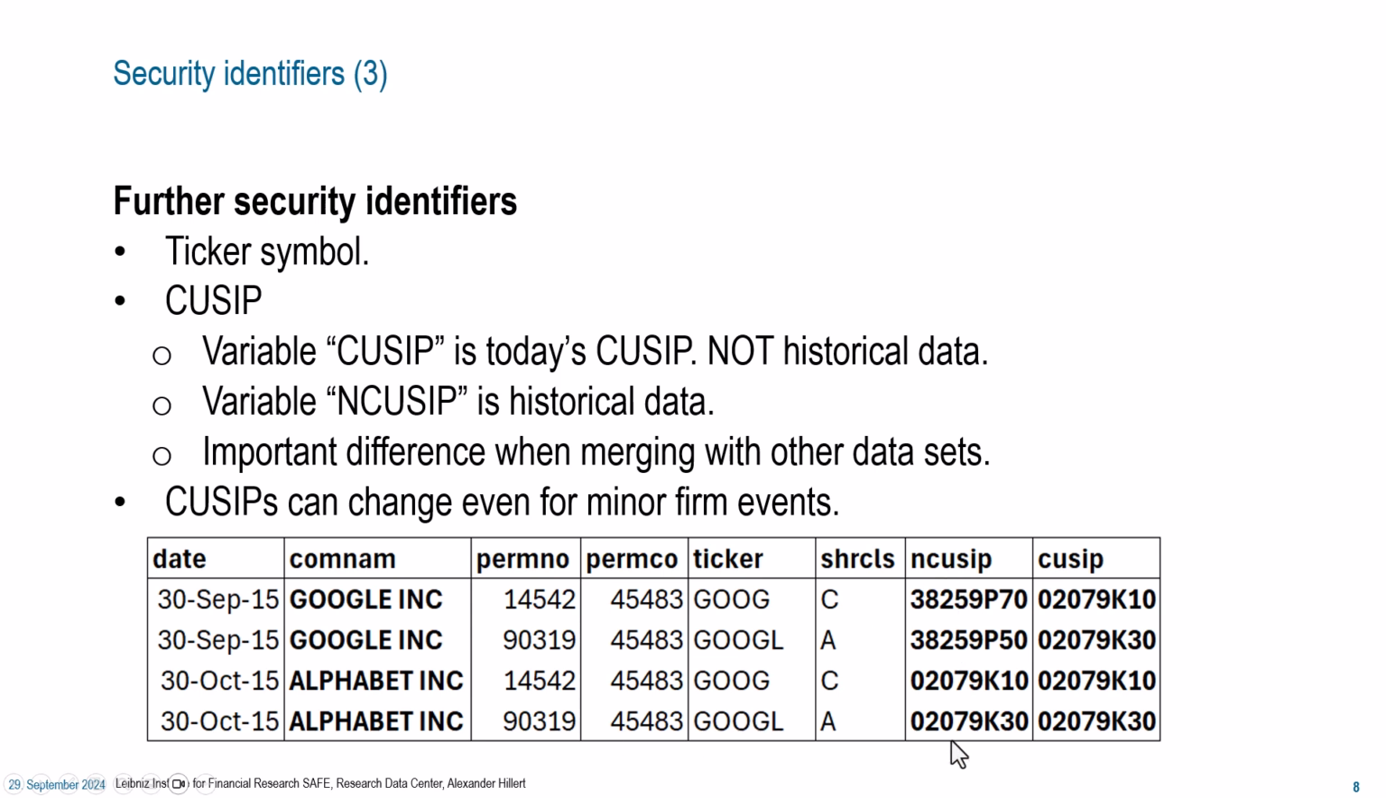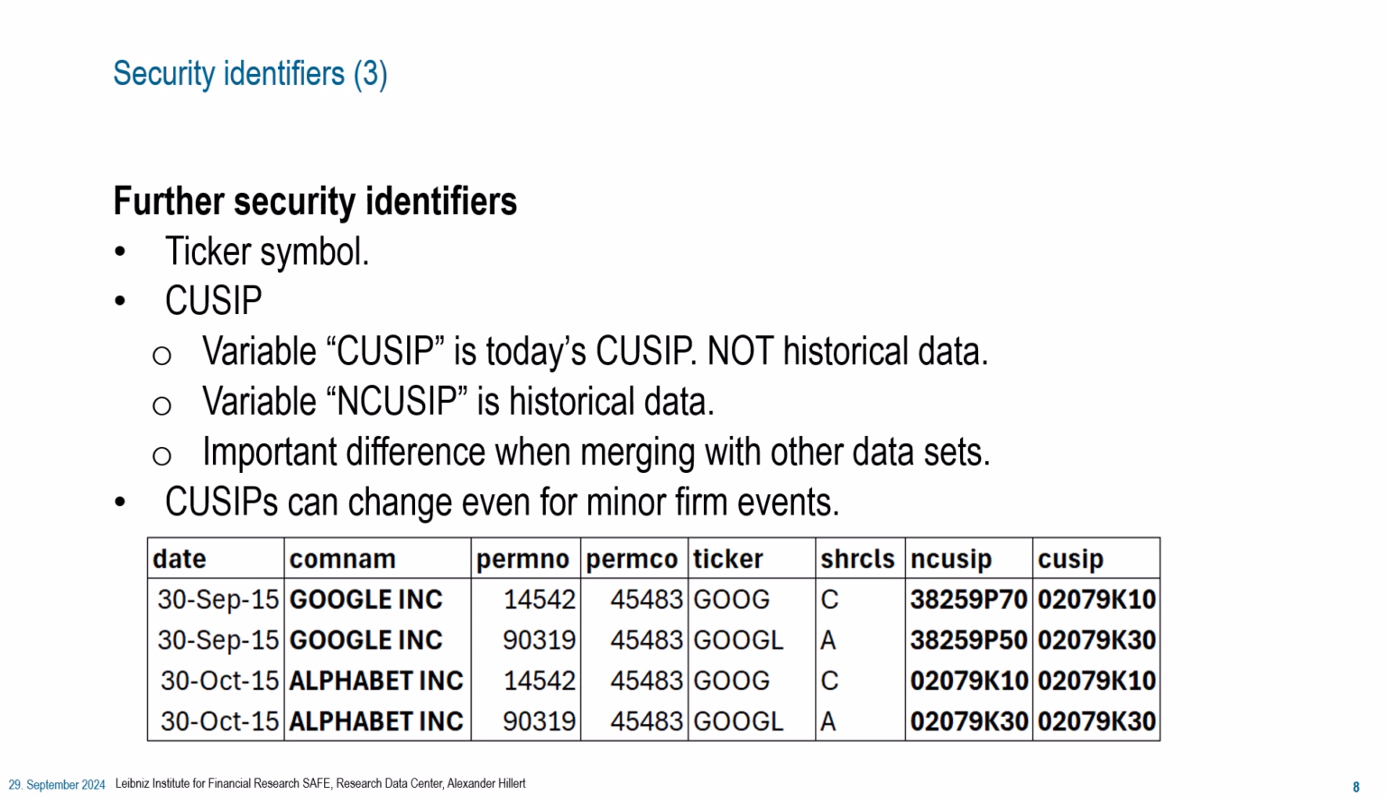Let's start with the historical CUSIP. So we see that we have two CUSIPs for the two share classes, which makes sense. Let me give you a bit of information about the CUSIP. It's an 8-digit number. Sometimes you have a 9th digit, which is just a control number. And the first 6 digits indicate the issuer, so the company. And this should be identical, and you see here it is. Only the last 2 digits differ, which indicate what type of security it is.